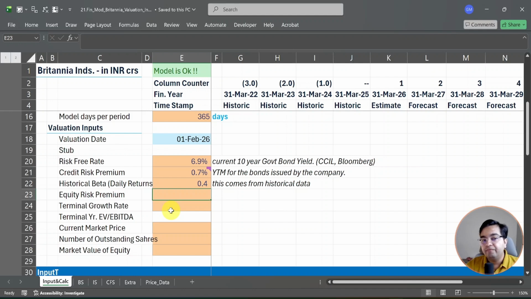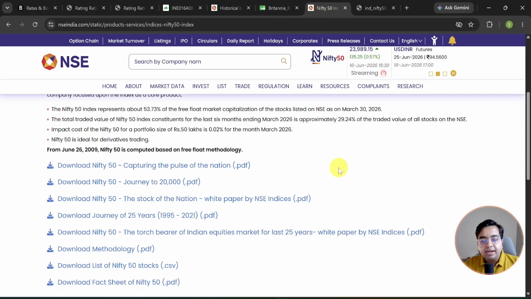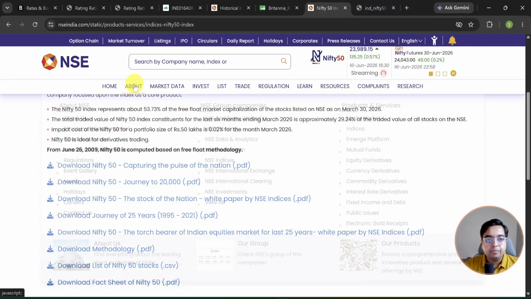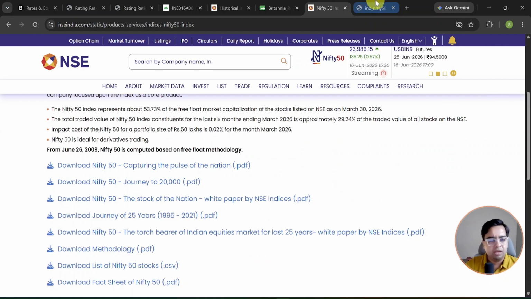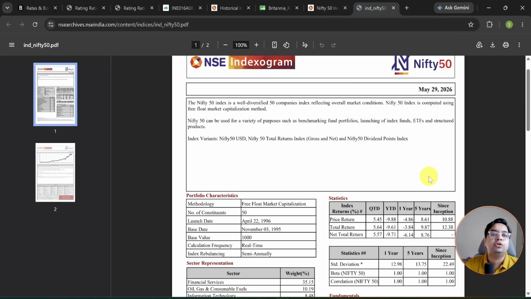Now let's talk about equity risk premium. And for equity risk premium, we would be referring to the CAPM model, which is RF plus beta and the difference between RM minus RF. For that, we require the return of the market. And for that, we would be using ex post analysis, which is the historical return of the Nifty 50. Let me show you where we can get that. Now for that, we are going to look at the PDF, which is the fact sheet of Nifty 50. You can go to about indices, and within indices, you will find Nifty 50 and broad market indices, and this is what you will have.